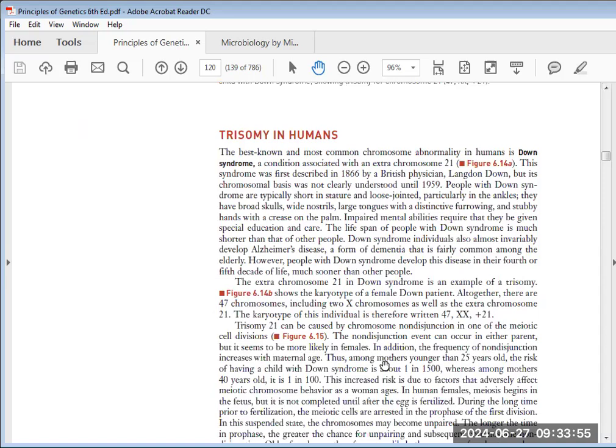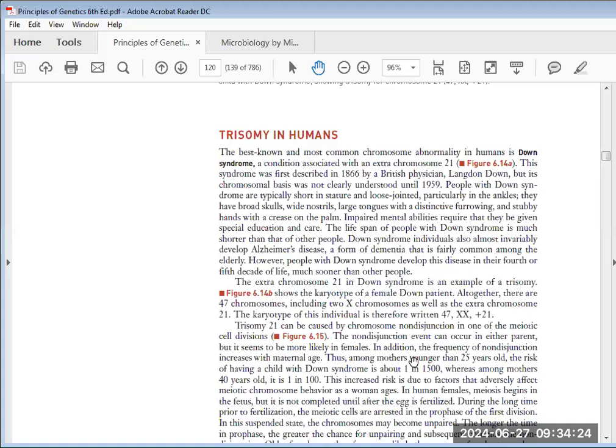Here is the information. Trisomy 21 is caused by chromosomal non-disjunction. Chromosomal non-disjunction was a topic which you have studied in second year biology, and I will show its diagram later on. It is figure 6.15. This takes place in human females. A reason why will be discussed later.